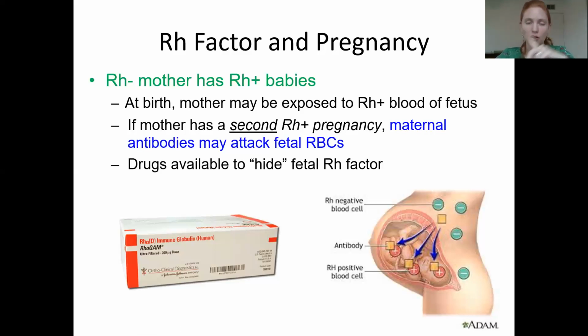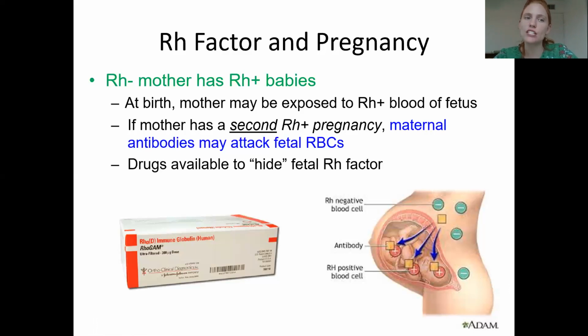So there's a solution for it. Good news. We actually have drugs called Rhogam, and what they do is they can mask and hide the Rh positive, and so it prevents the mother from creating those antibodies in the first place. It's an injection that goes right into your hip, or kind of your glute area. And when you get the injection, it makes it so the maternal blood won't make the antibodies, and then the second pregnancy should be okay.